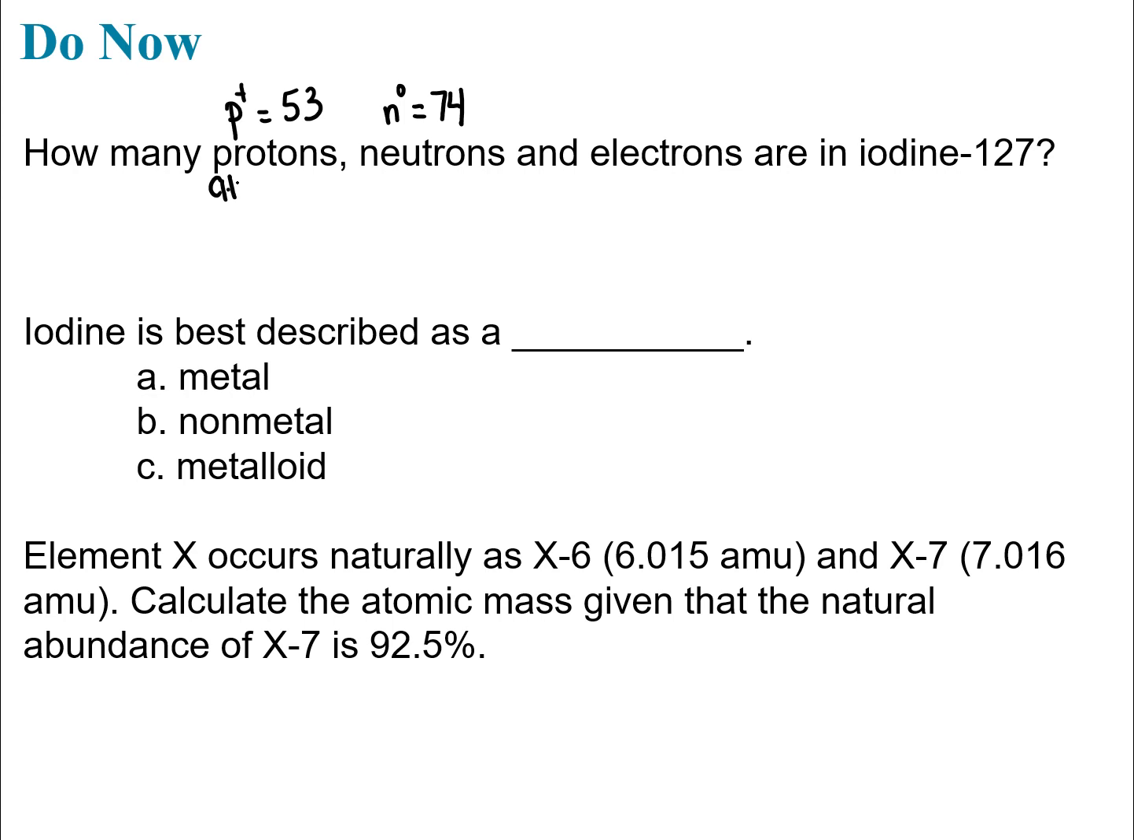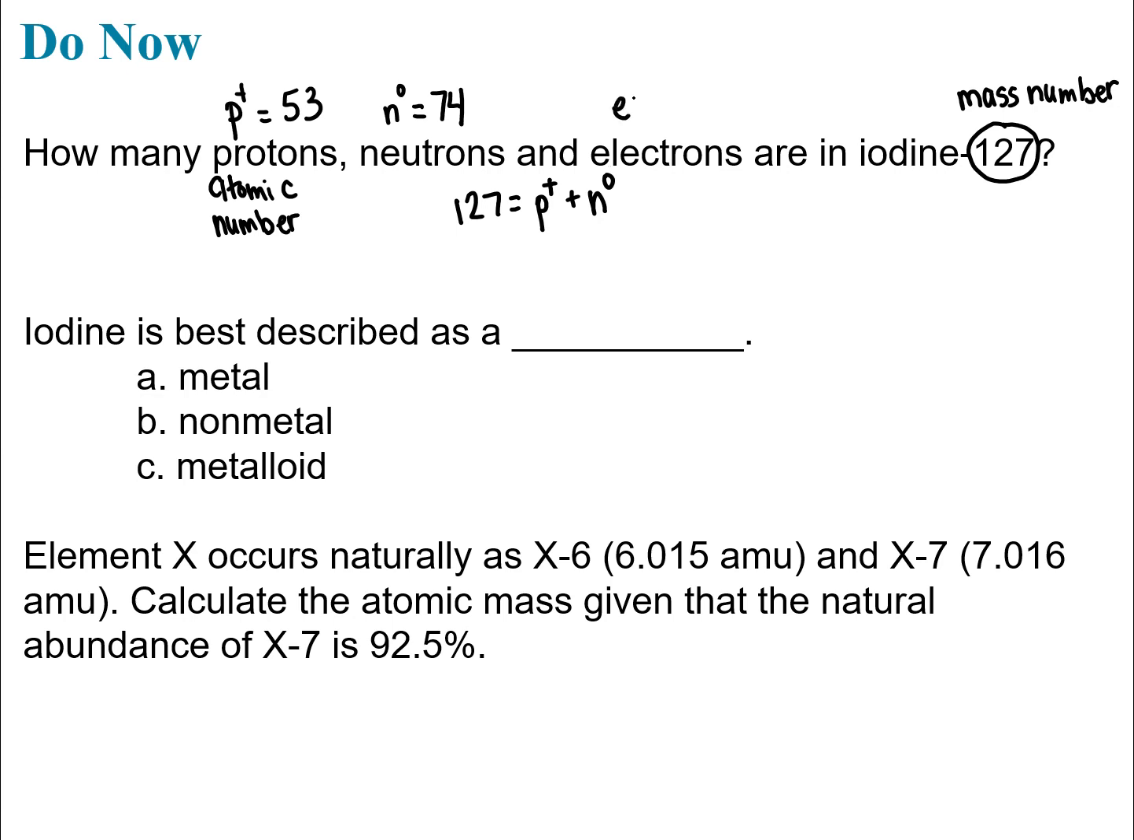So let me write a few notes down here just in case people need to reference it. So to get that 74 neutrons, you had to recognize that the 127 is the mass number. So that 127 is equal to the number of protons plus the number of neutrons. And since we already know the number of protons from the atomic number, we can solve for the number of neutrons, and that should be 74.